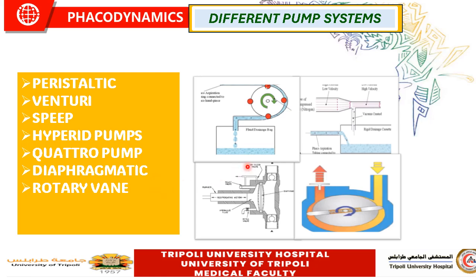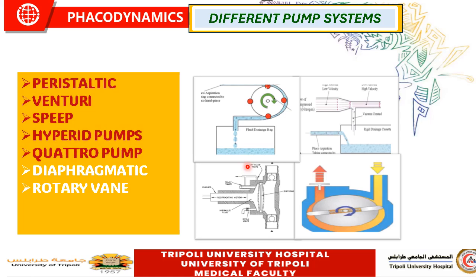Now, in this lecture, I will just concentrate on the first types: the peristaltic, the Venturi, the Speed, and the Quattro, and the hybrid pumps, because they are important. The other rare types of pumps, like the diaphragmatic pump and the rotary vane, we will not discuss.